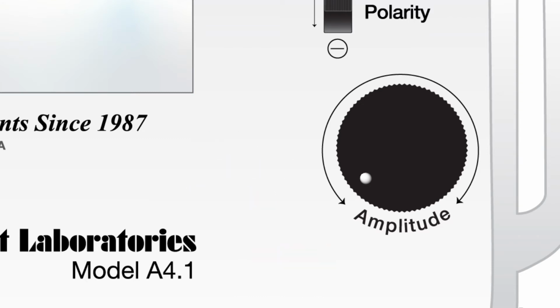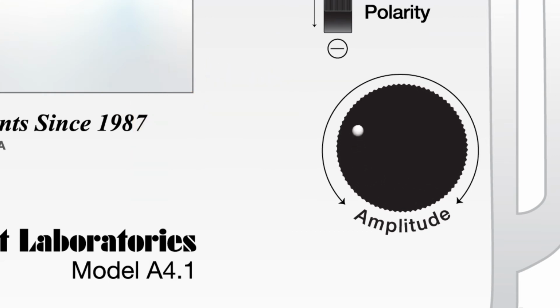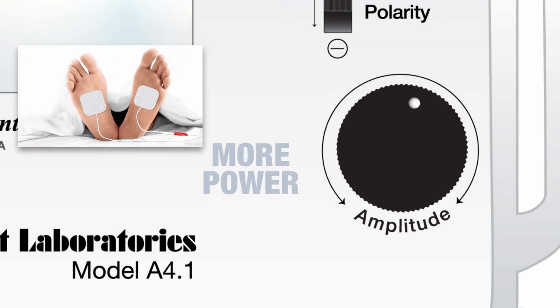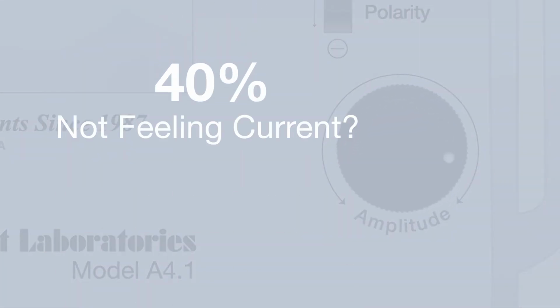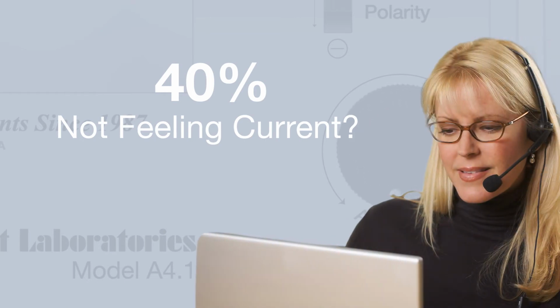It's normal to tolerate increased amplitude on the higher tracks. You will also notice that you can accommodate more power if you place the electrodes on the soles of your feet. If you are using 40% of the power and you are not feeling the current, please contact us to discuss what might be interfering with your sensation.